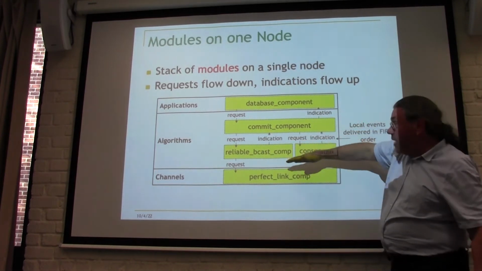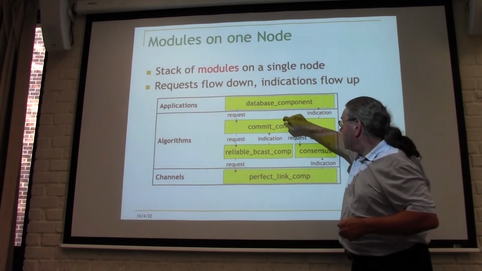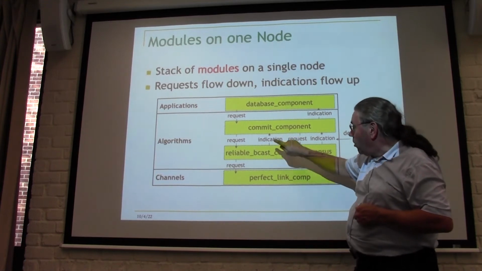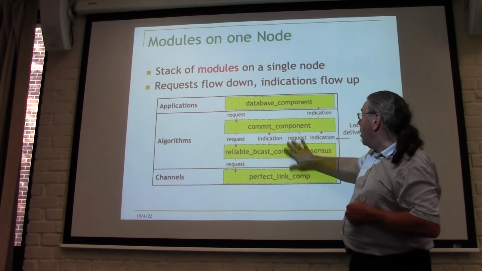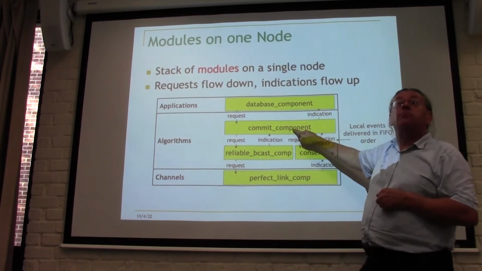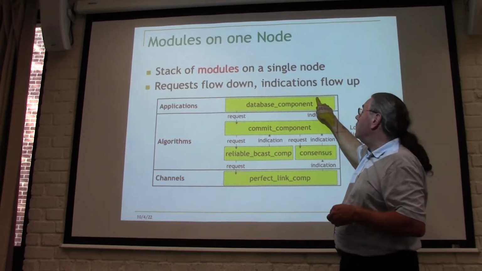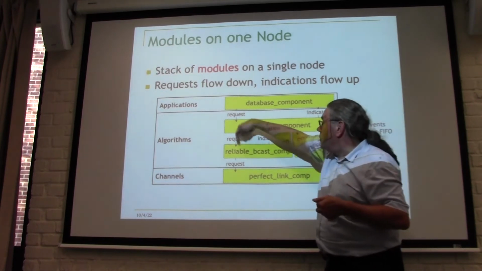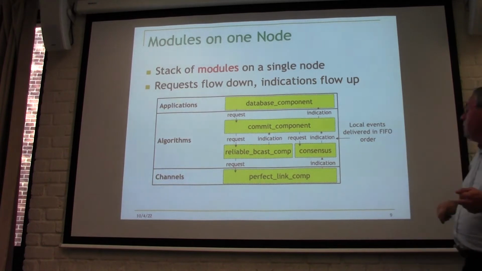Okay? So it's really layered abstractions, which is a very reasonable way of building things. So the commit component might be using reliable broadcast. Reliable broadcast is using perfect link. Okay? So the database doesn't know about all that. Database only talks to the commit here. Sends a request, gets indication back. But this commit component might be doing lots of stuff, and it sends its own messages down and gets its own results back. Okay? You see how that works?